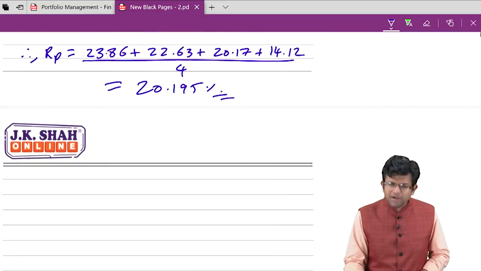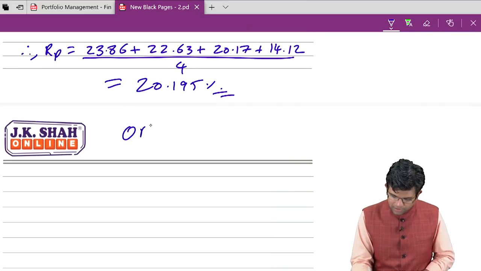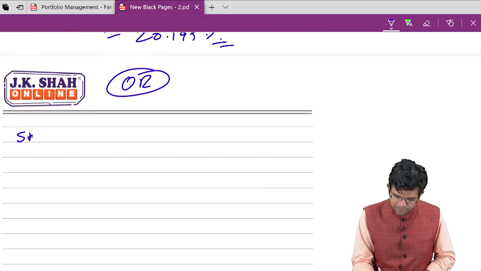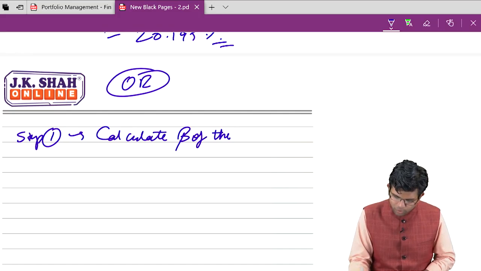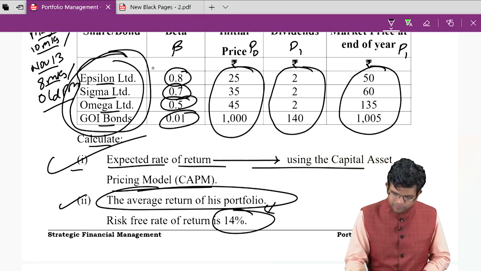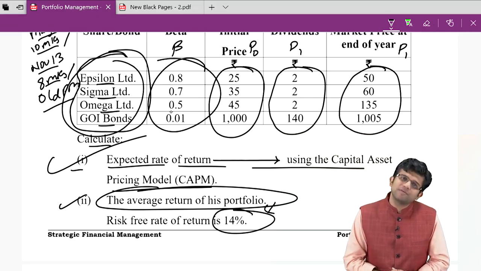Students, apart from this, there is one more method to calculate RP of the portfolio. I'll write down OR. Students, see, please pay attention. Step 1 is to calculate beta of the portfolio. That is nothing but average beta. Average beta means, students, do you realize if this is my portfolio, my average beta will be nothing but simple average of these four betas.